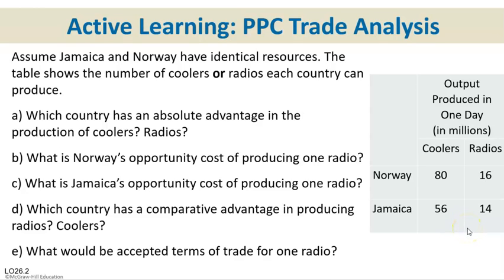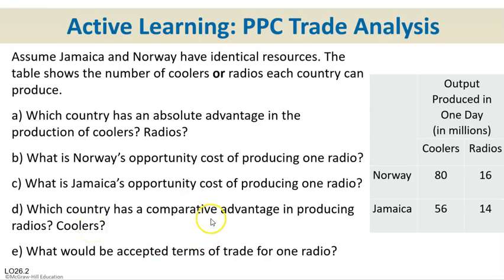And then the same idea for Jamaica here. So what you're going to do is figure out which country has absolute advantage in producing coolers and then radios, and then solve for the opportunity cost, specifically of radios. So solve for opportunity cost of one radio in Norway and then in Jamaica, and you'll be able to find from the math that you do in part B and C, which country has comparative advantage in producing radios. And then once you figure that out, it's very easy to figure out who has comparative advantage in making coolers without having to do the math again.